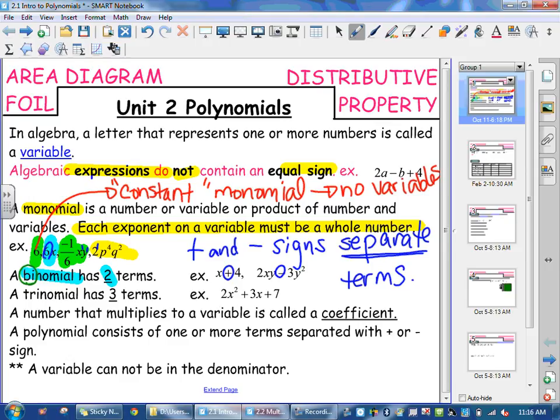Starts with a V. A variable. The 4 here doesn't have a variable. But does it matter? Is it still a term? Yeah, it's still a term. So this one had 2 terms. That means it's a binomial.